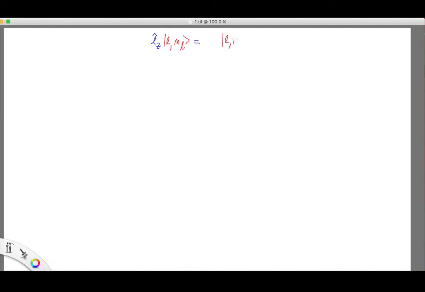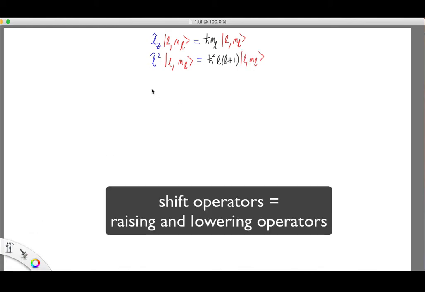That means the state is an eigenstate of the angular momentum operator Lz multiplied by the number h bar ml. And similarly for the total square angular momentum operator L squared, for which the state |l, ml> is also an eigenstate, and which generates the same state back again, but this time multiplied by the eigenvalue h bar squared times l(l + 1). Now the shift operators are composed from the x and the y angular momentum operators as follows.